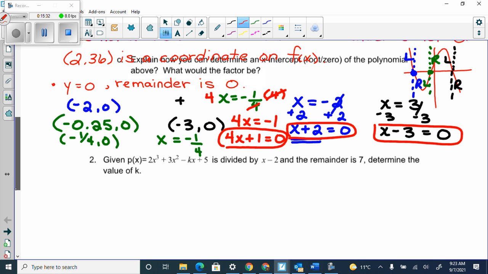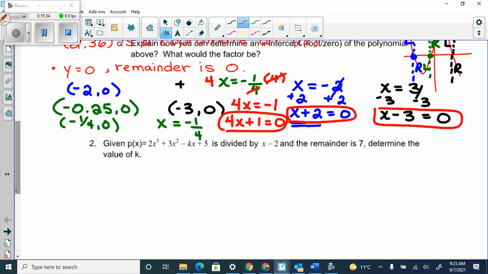Okay. Number 2 says, given p of x equals 2x cubed plus 3x squared minus kx plus 5 is divided by x minus 2. So I'm going to go like this. I see that x minus 2 equals 0, x equals 2. The remainder is 7, so I know y equals 7.